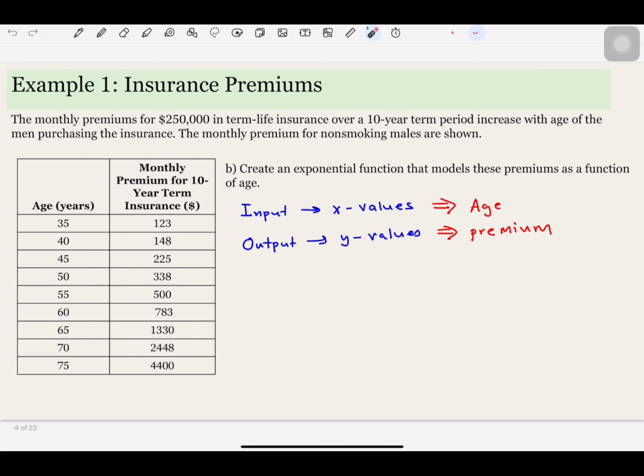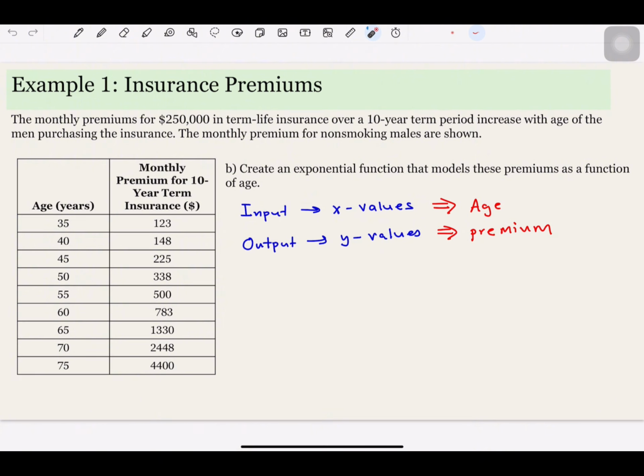In the second part, our goal is to create an exponential function that models these premiums as a function of age. So let's use age as our input. This is going to be our x value. Next, let the output be the premium. That is going to be your y value.